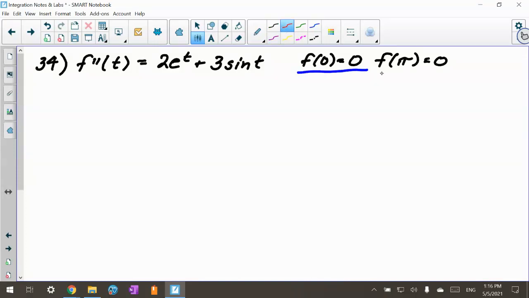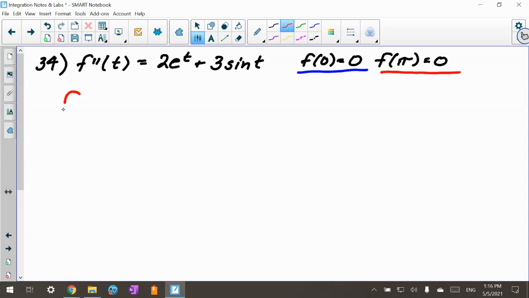And they told me f of pi is 0. Okay, so I look at this and I'm going to go through here and do my first derivative. So they gave us both of the original functions, so you'll hear me kind of hesitate. So let's go through and do this. One's a little bit different.